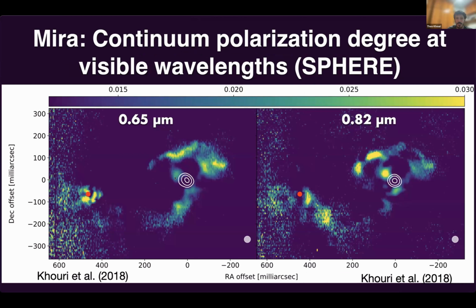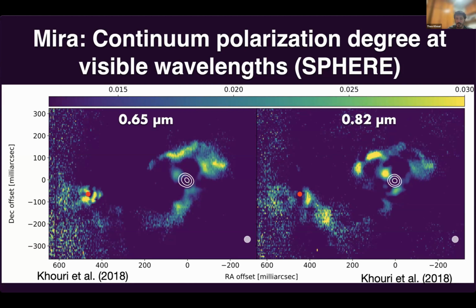And in color, you see the polarization degree, which is tracing where the dust is to a first approximation. And the surprising thing about Mira is that we don't see a lot of polarized light around the AGB star. For other nearby AGB stars like W Hydrae and Dorado, we see polarization degrees that reach 10% or 15%. Here, it peaks at roughly 3%, which is a bit surprising.